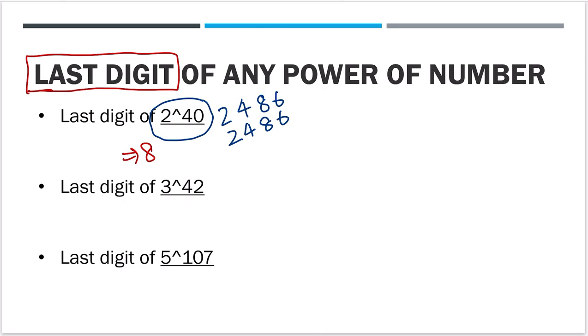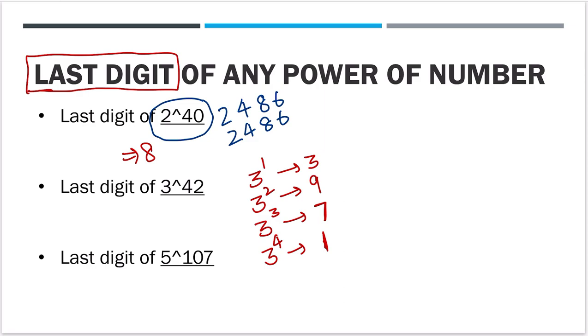3 raised to power 42. Before that we know 3 raised to power 1 is 3. 3 raised to power 2 is 9. 3 raised to power 3 is 9 times 3, 27, so the last digit is 7. 3 raised to power 4 is 27 times 3, 81. The last digit is 1.